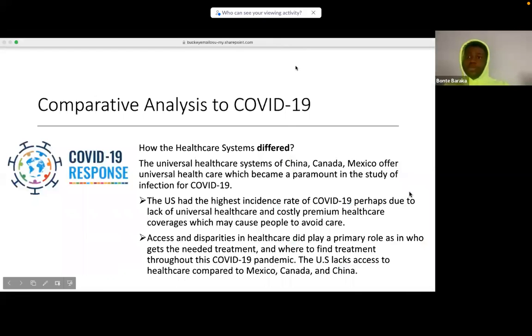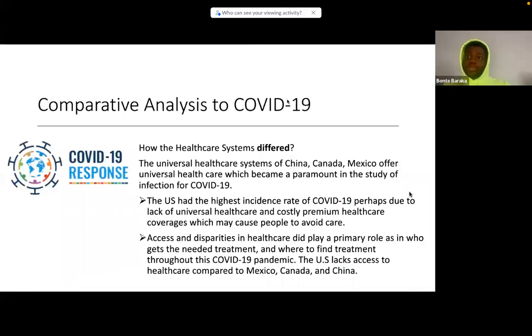How the healthcare systems differed. The healthcare systems of China, Canada, and Mexico offered universal healthcare, which became paramount in the study of the infection for COVID-19. The US had the highest incidence rate for COVID-19, perhaps due to a lack of universal healthcare and costly premium healthcare coverage, which may cause people to avoid care.